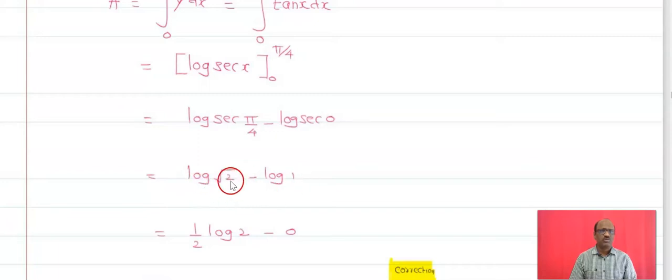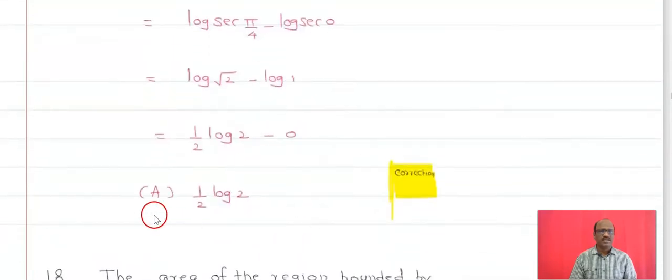But log of root 2 means what? Log of 2 raised to 1 upon 2. It is 1 upon 2 log 2. And therefore A is equals to 1 upon 2 log 2. This is my option, that is 1 by 2 log 2. There may be a correction in the textbook, but this is my answer. If you agree, then write down this or understand this.